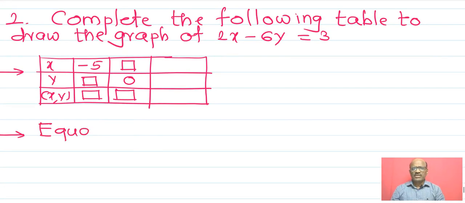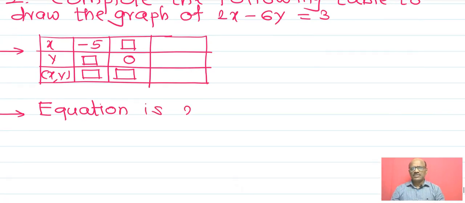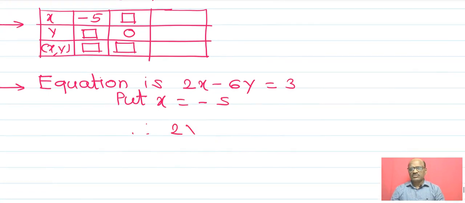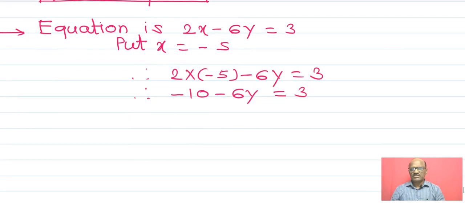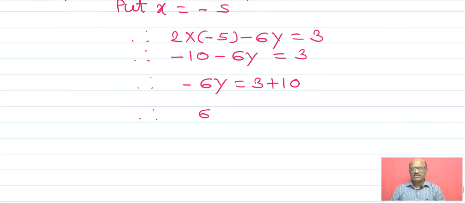Now put x is equals to minus 5 in given equation. That is 2x minus 6y is equals to 3. x is equals to minus 5. That is 2 into minus 5 minus 6y is equals to 3. That is minus 10 minus 6y is equals to 3. Therefore minus 6y is equals to 3 plus 10. Therefore y is equals to 13 upon minus 6 or minus 13 upon 6.